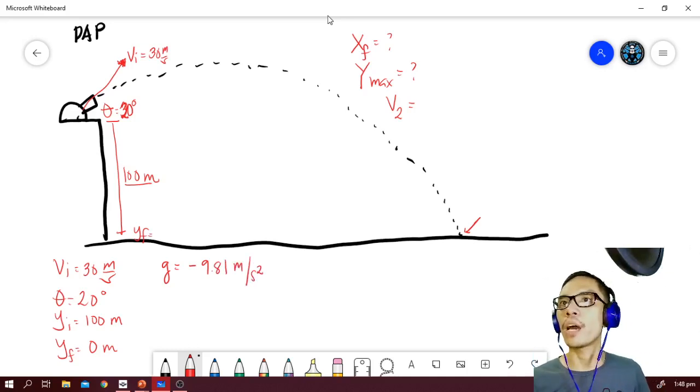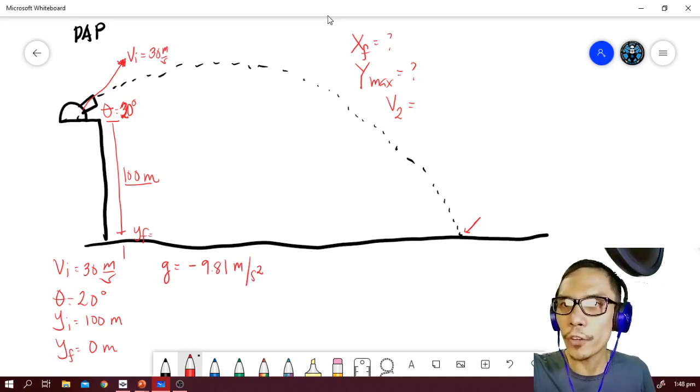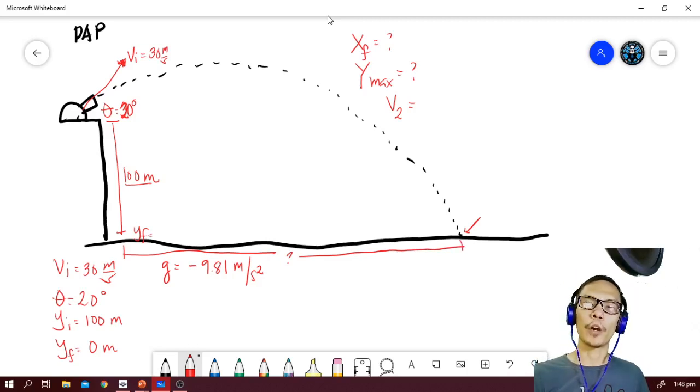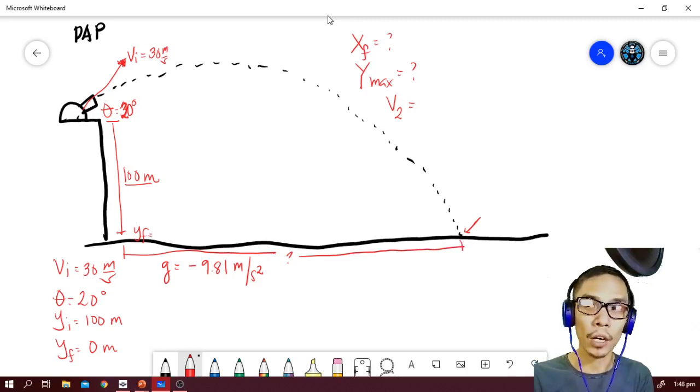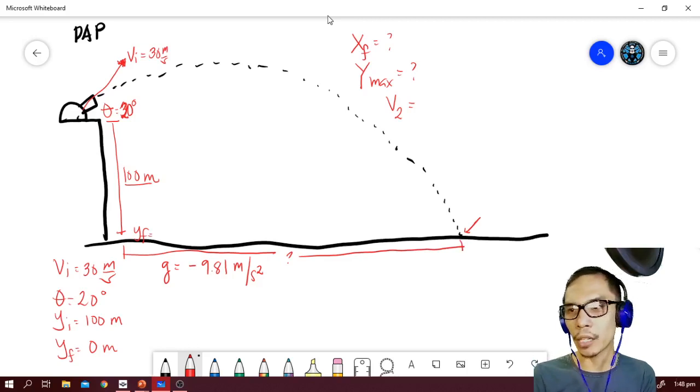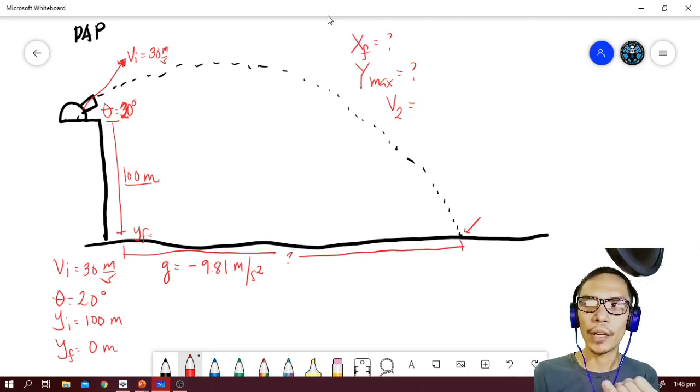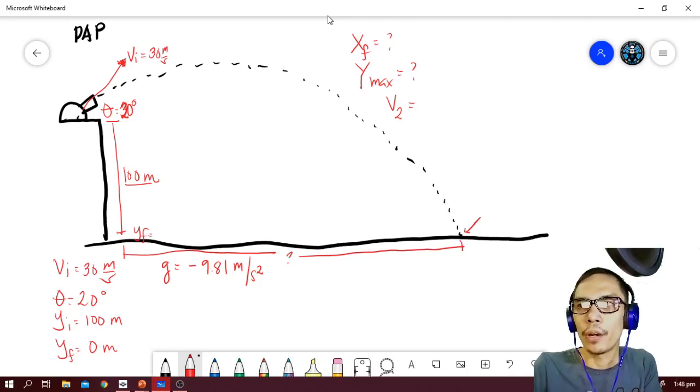So what else do we have right here? Okay, I think we listed down everything. Alright, so we are looking for the range. I forgot to include this one. So we are looking for this. Alright, so how far did the... Okay, we will answer here. How far will the object land?